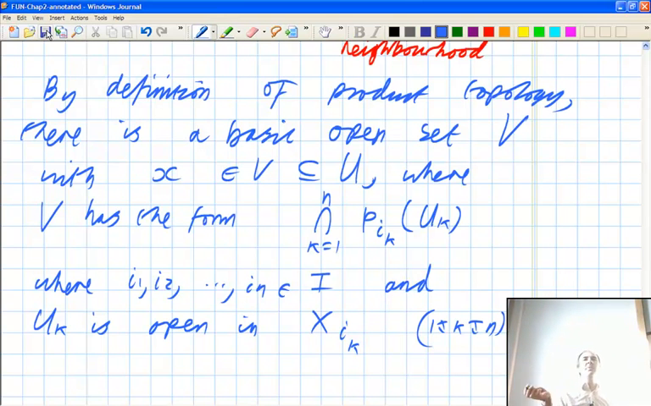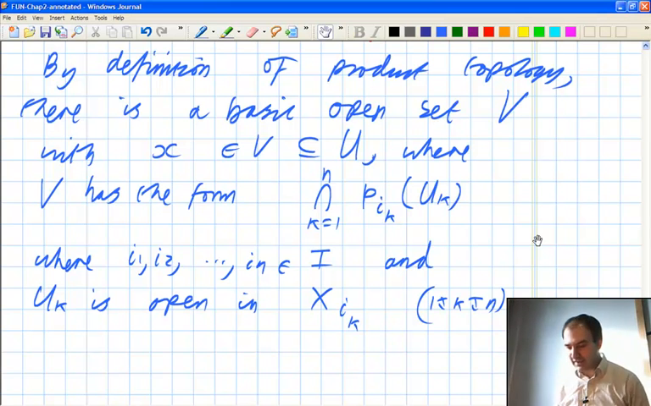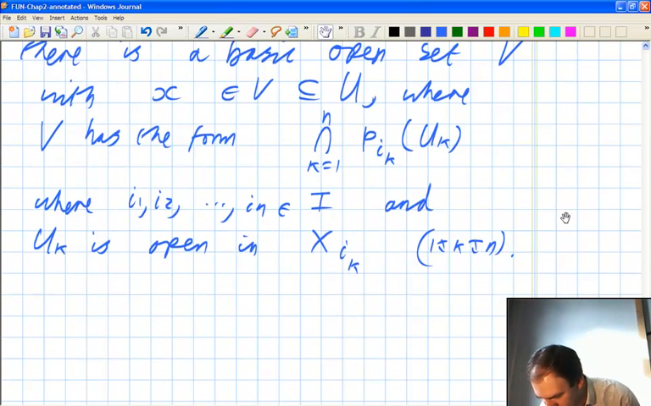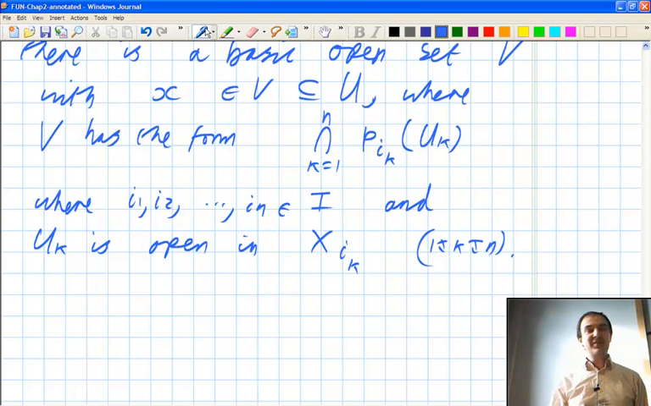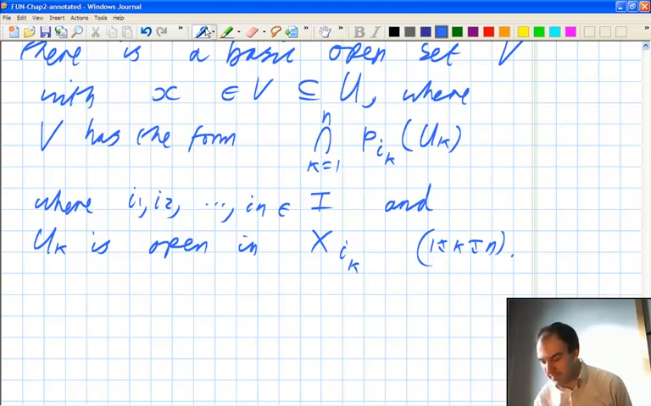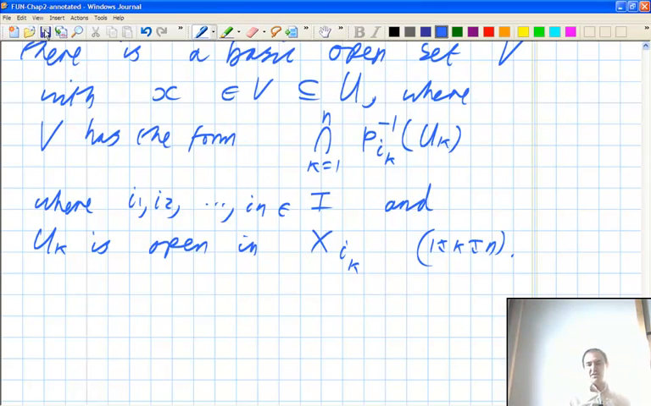So that's your typical basic open set. And you've got to be able to find some basic open set round X inside U. And that's going to be enough for us, because we're going to show that V... can you see what I've done wrong? I've missed the... It's supposed to be a pre-image, right? So it's a finite intersection of pre-images of open sets using the coordinate projections.